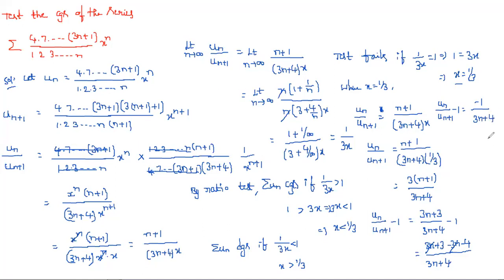Minus 1 by 3n plus 4. And now we can multiply with n this one. So n into (un by un plus 1 minus 1) is equal to minus n by 3n plus 4. This is n into (un by un plus 1 minus 1). Now we need to take the condition. What is that? Limit n tends to infinity, n into (un by un plus 1 minus 1).